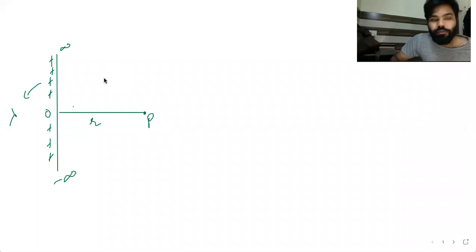You are given an infinite length rod with charge density lambda, and you are asked to find the electric field at point P, which is r distance away from the center of the rod, and this is the perpendicular distance. Okay, so we have to find the electric field by this rod at point P by assuming that this rod is made up of so many point charges which are present from minus infinity to infinity, which are constituting this rod.